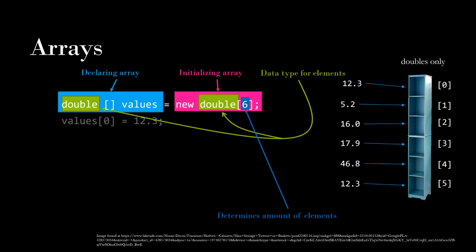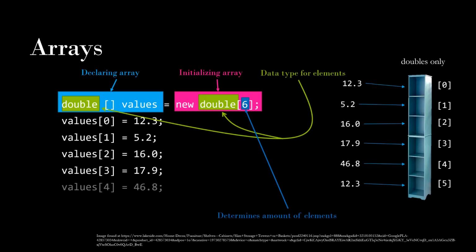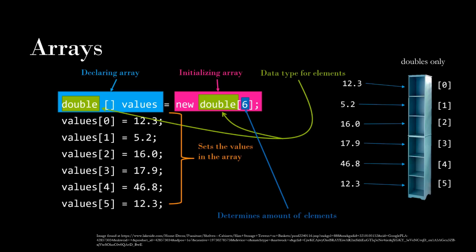To add the values, we do these different lines right here. Notice that we have the array mentioned, which in this case is called values, and then the index is in those brackets. Okay, now this is not the only way to initialize and add values.